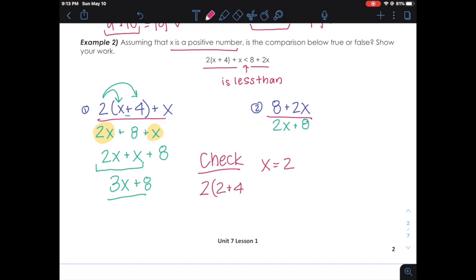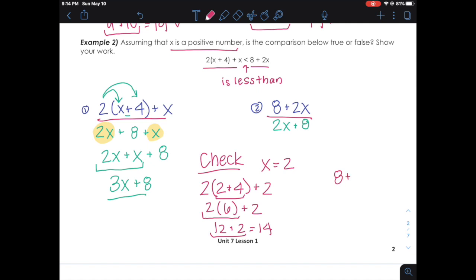Okay, so we have 2, and then replace x with 2 plus 4 plus 2 again. Okay, so we have to do what's inside parentheses first. 2 plus 4 is 6. Bring everything else down. Now we got to multiply. 2 times 6 is 12. Plus 2 gives us a final answer of 14.